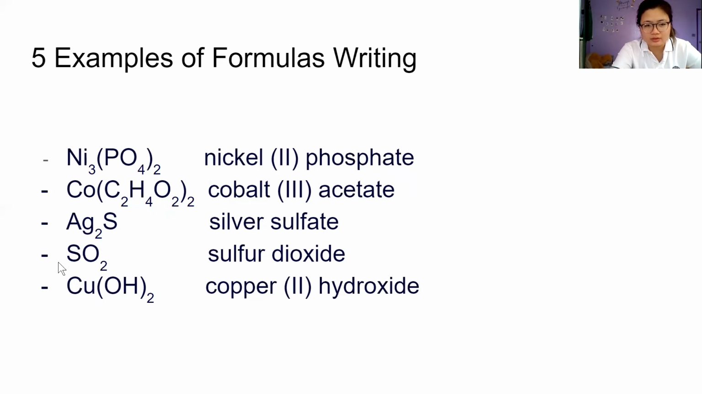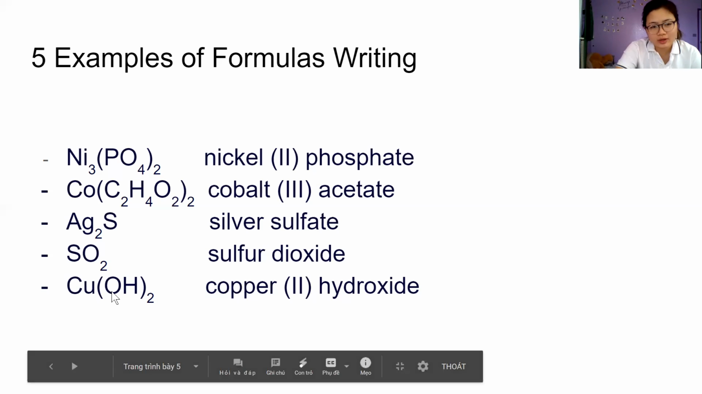And the next one is SO2, which is sulfur dioxide. This one is a covalent bond. For sulfur, the first non-metal, there's no prefix because it's only one. The second one is O2 because it has 2 oxygen, so we have to add the prefix in front of the second non-metal, so dioxide, and then we add IDE at the end.